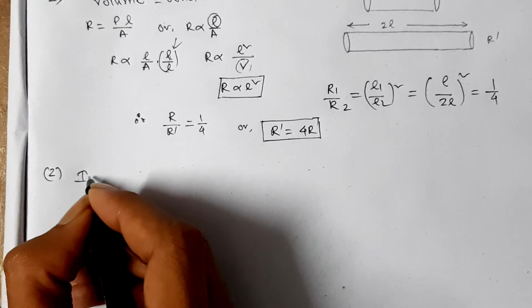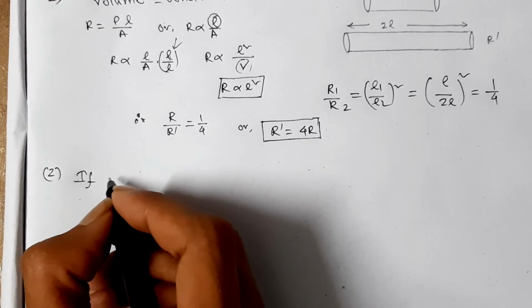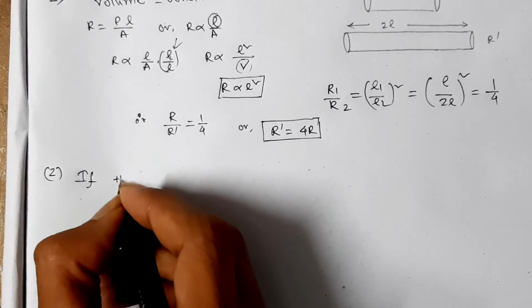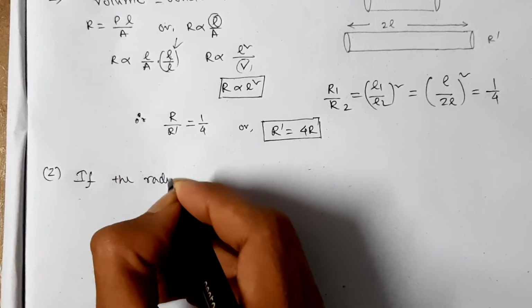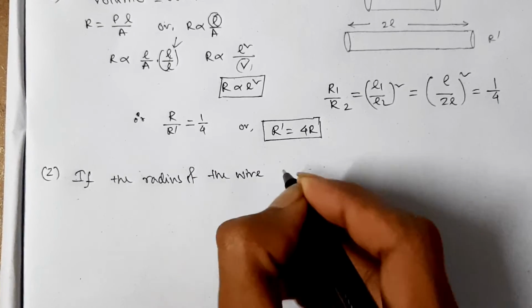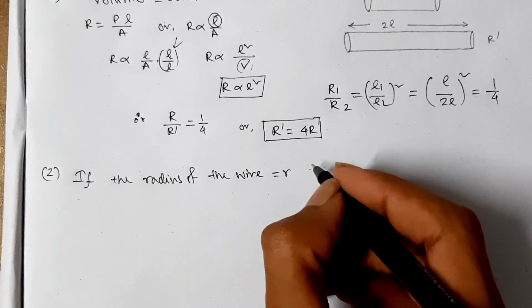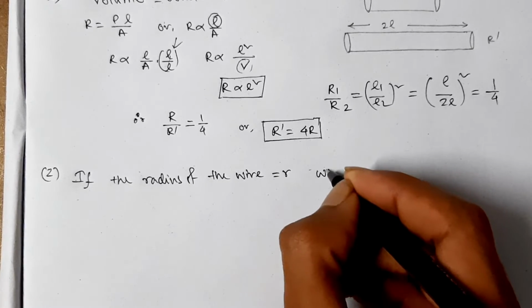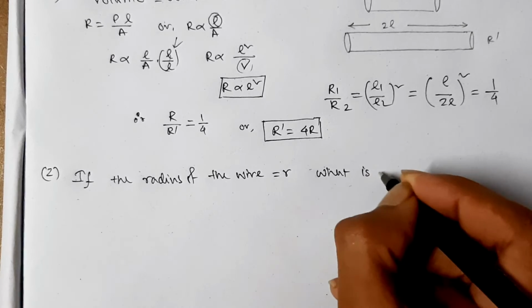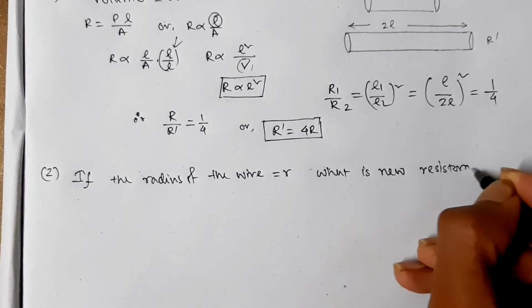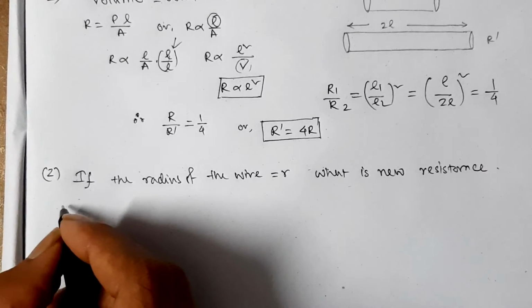Second is, if the radius of the wire is R, then what will affect? What is the new resistance? And we get the relation.